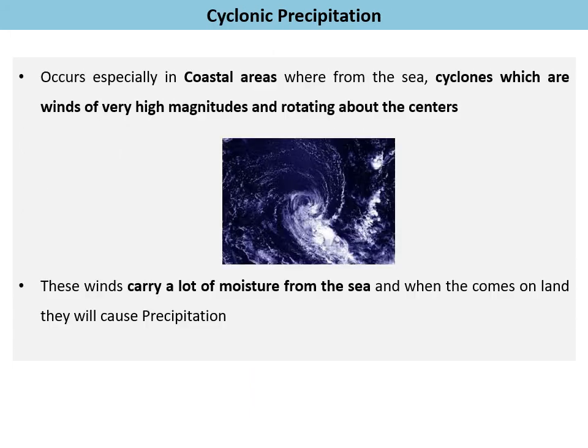Now the cyclonic precipitation. This type of precipitation generally occurs in coastal areas where cyclones from the sea, which are winds of very high magnitude rotating about a center, carry a lot of moisture from the sea, and when they come onto land, they cause precipitation.